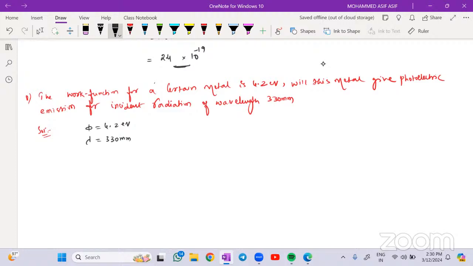Now we know that photoelectric current is emitted only if your incident energy is greater than the work function. If energy is lesser than work function, photoelectric effect will not take place. That's it. So for photoelectric effect, the energy must be greater than work function. Here E is the energy of the incident radiation. That energy is equal to how much?